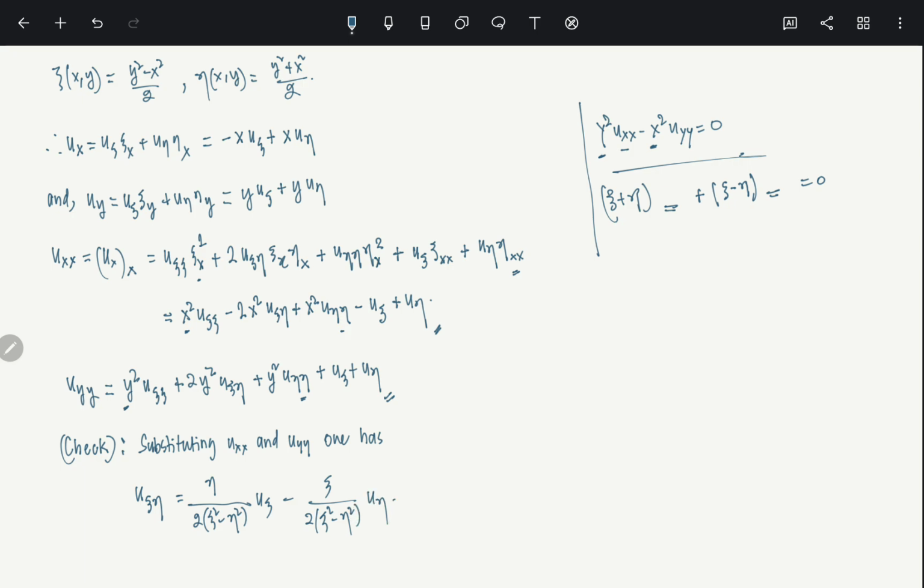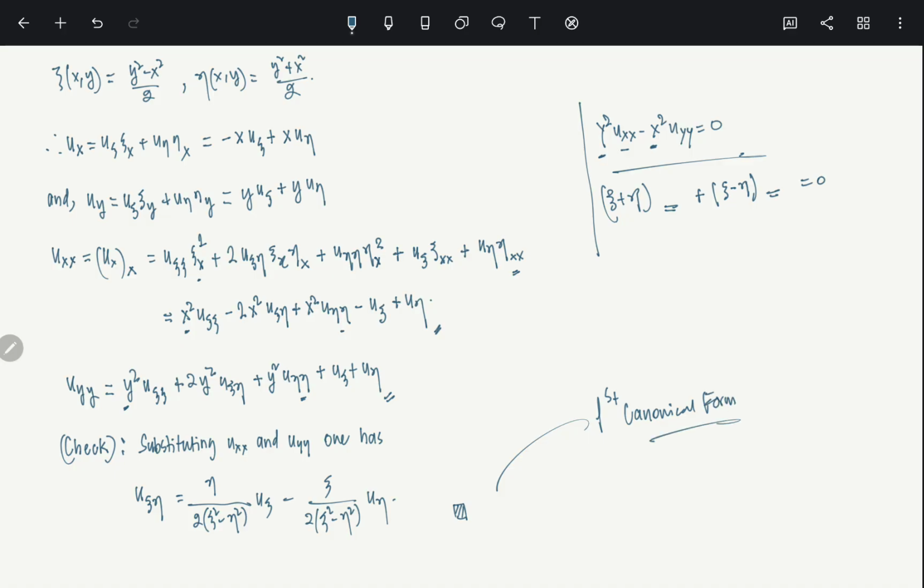Clear? So you see, u xi is in terms of lower order. These are lower order terms. And of course this is the first canonical form. If you remember, this is the first canonical form of a hyperbolic equation.